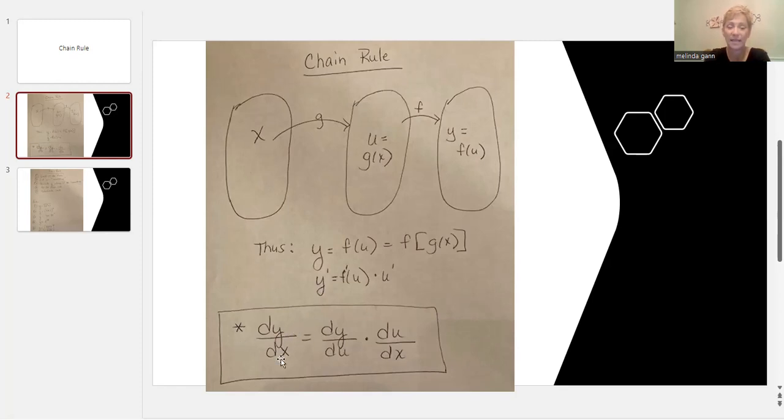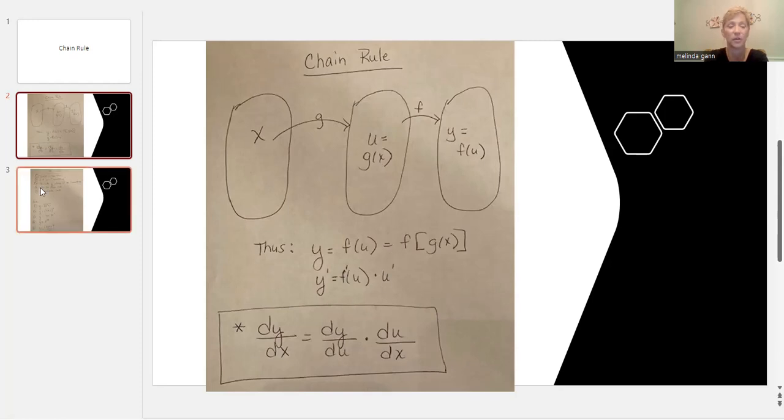So remember, dy/dx is the derivative of the function called y that has an independent variable of x. So what you're going to do is take the derivative of y with respect to an independent variable called u. And then separately, you're going to take the derivative of u with respect to x. And then you're going to multiply those two answers. And that works on this composite function.